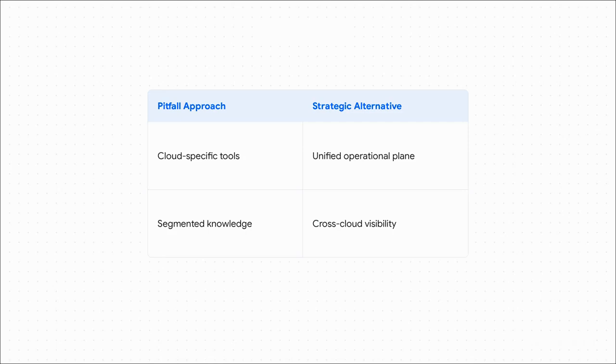The solution is to build a unified operational plane, what we in the industry often call a single pane of glass. The goal is to invest in tools that can pull in data from all your different cloud environments and show it to you in one consolidated dashboard. This single view completely eliminates those blind spots and gives your team the cross-cloud visibility they so desperately need to manage the entire system as one single, coherent thing, not just a bunch of disconnected parts.